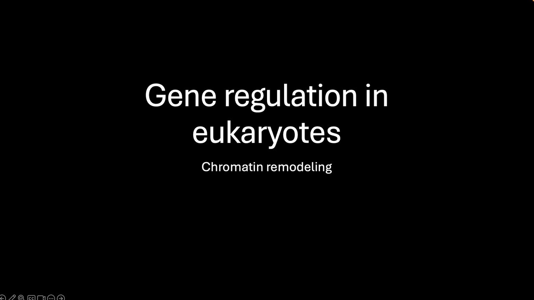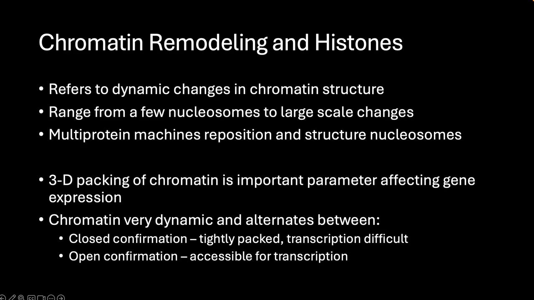This video will focus on chromatin remodeling as a form of gene regulation in eukaryotes. In a previous video, we discussed the role of histones in creating areas of the DNA that were accessible for transcription, the euchromatin, and areas not generally accessible for transcription, heterochromatin. The structure of chromatin as euchromatin or heterochromatin is dynamic, and these changes have important implications in gene expression.